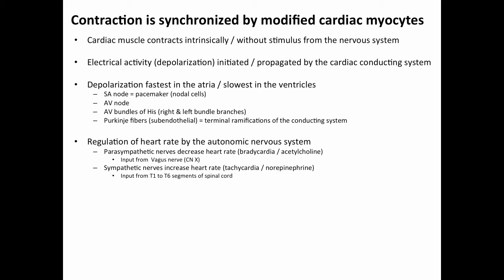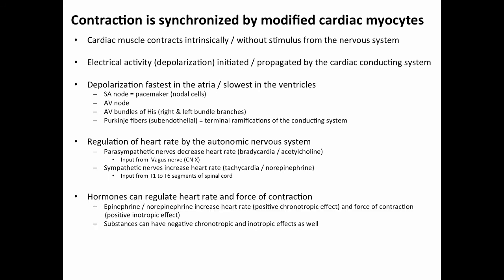Sympathetic nerves can increase heart rate, an increased heart rate called tachycardia. The neurotransmitter from the sympathetic nerves is mostly norepinephrine, and the sympathetic innervation to the heart comes from segments T1 to T6 in the spinal cord.